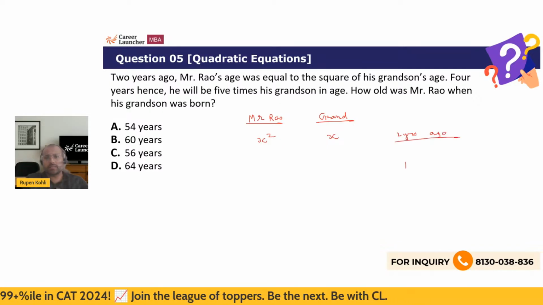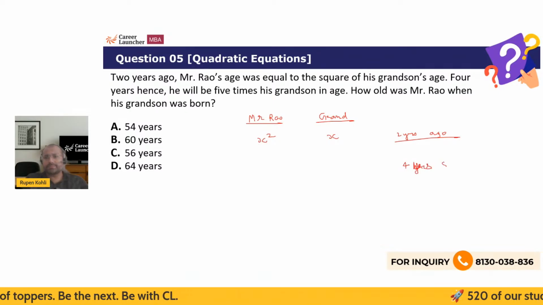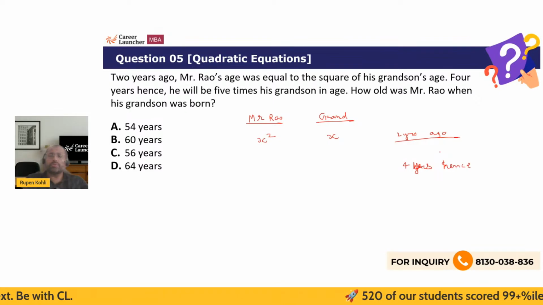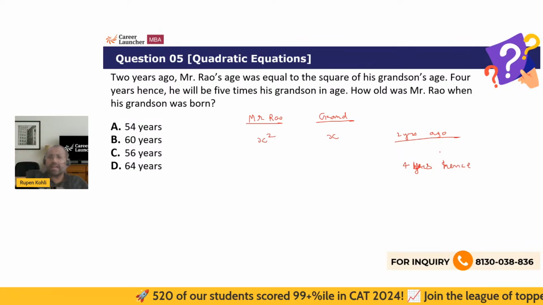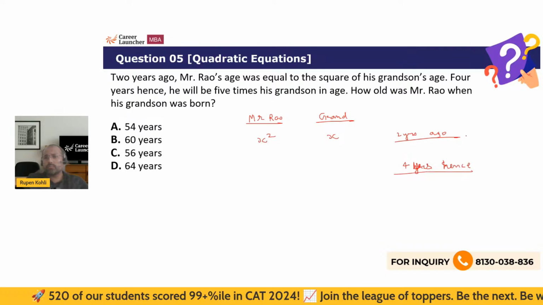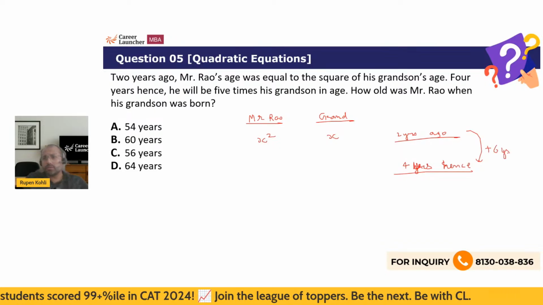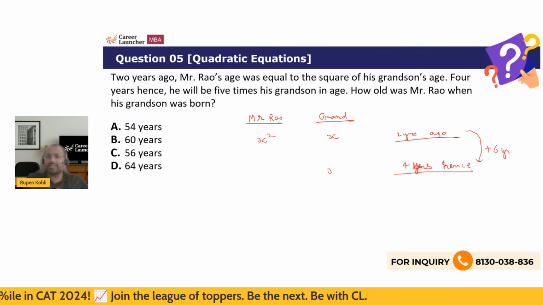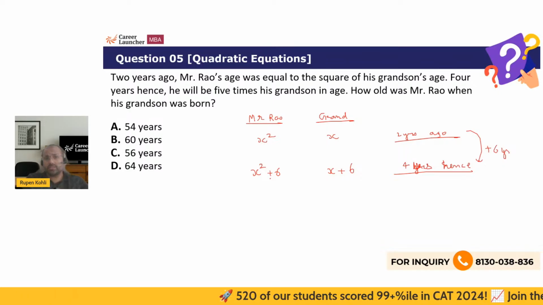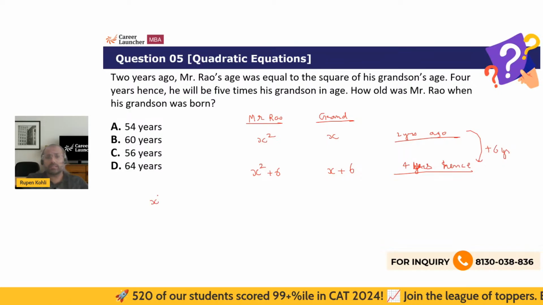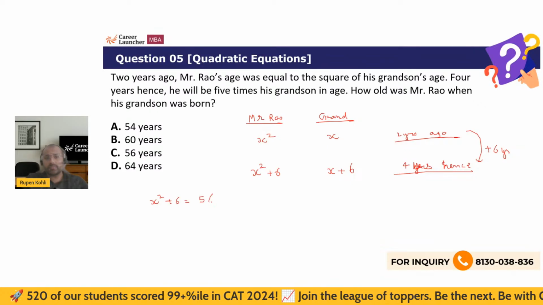4 years hence is 6 years from this time, right? From 2 years ago to 4 years hence, 2 years in the past to 4 years in the future is a gap of 6 years, right? So we are moving further 6 years. So each of them will grow older by 6 years. So grandson will have become x plus 6. Mr. Rao would have become x squared plus 6. And then he is given to be equal to 5 times of his age, right? So x squared plus 6 is therefore 5 times of x plus 6 is the equation.